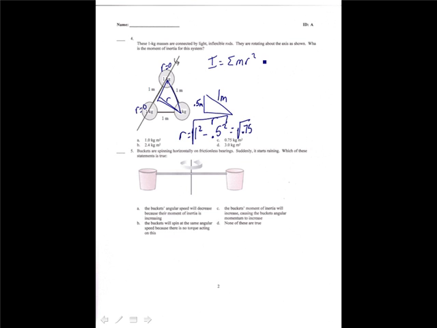Now, if I want to know the moment of inertia, it's just mr squared. M is 1 kilogram. R is the square root of 0.75, and then that squared, and the square root of 0.75 squared is just 0.75 kilogram meter squared. And that's C. Buckets are spinning horizontally on frictionless bearings. Suddenly it starts raining. Which of these statements is true?